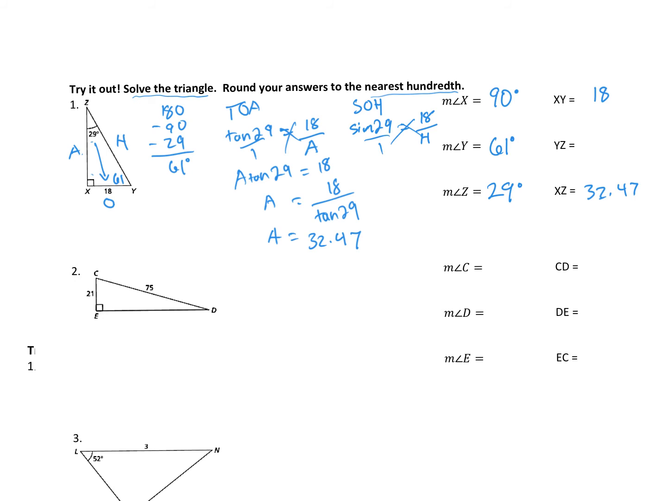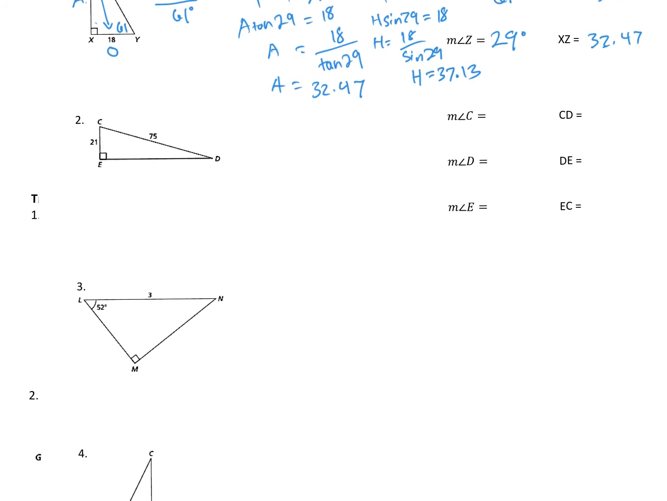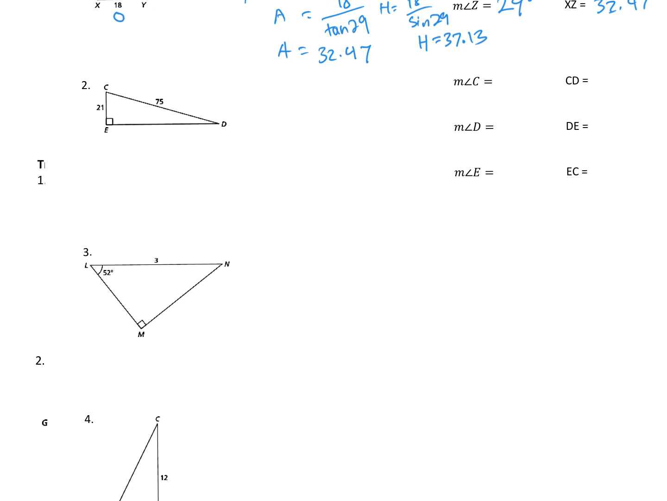I'm going to cross multiply. So then that means H times sine of 29 must equal 18. H then must equal 18 divided by sine of 29. Put that into the calculator. I get H must equal 37.13. So it's 37.13 for YZ.